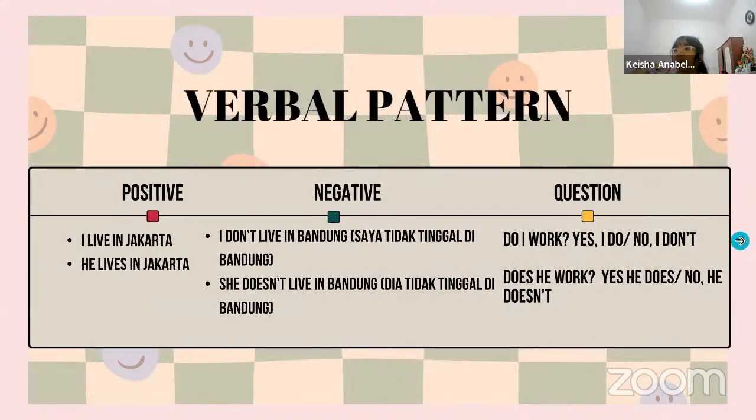Here's the example of verbal pattern. The positive is, I live in Jakarta, and he lives in Jakarta. The negative is, I don't live in Bandung, and she doesn't live in Bandung. The question is, do I work? The answer is yes, I do, or no, I don't. And does he work? The answer is yes, he does, and no, he doesn't.